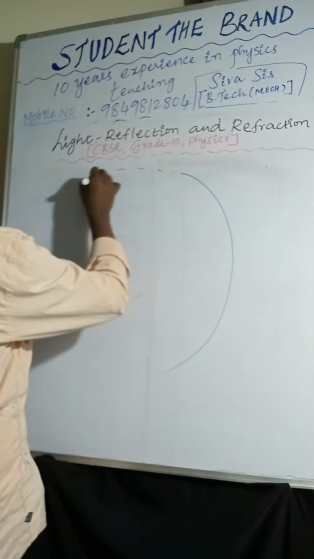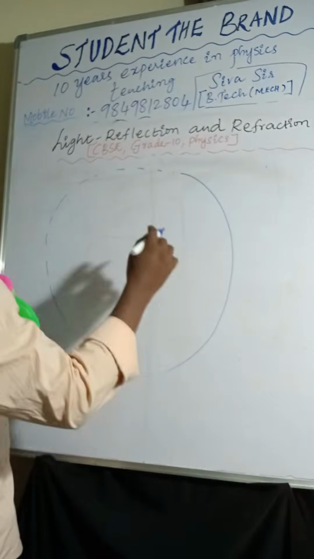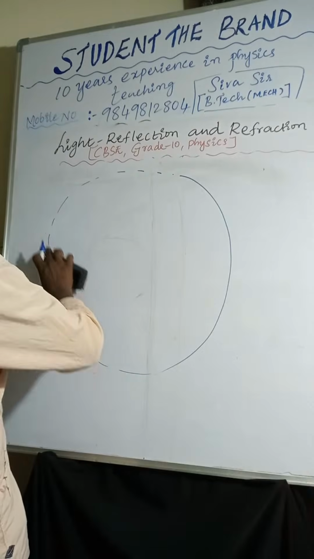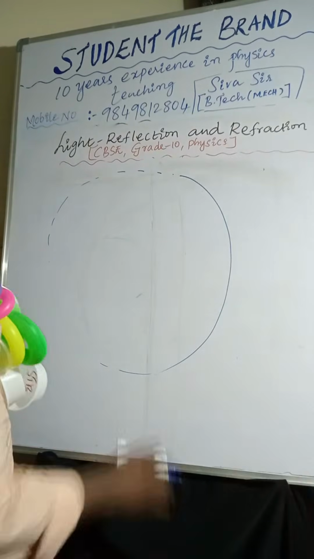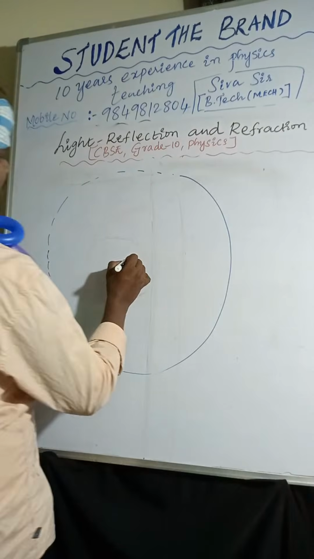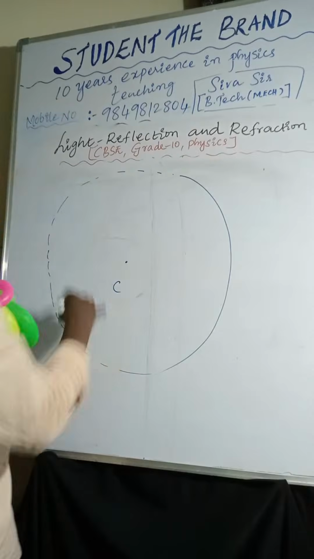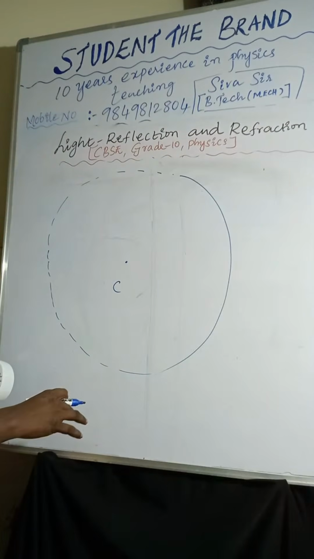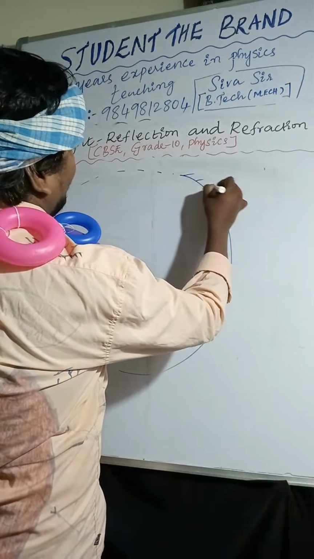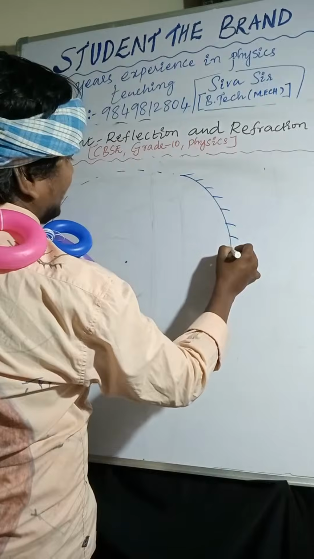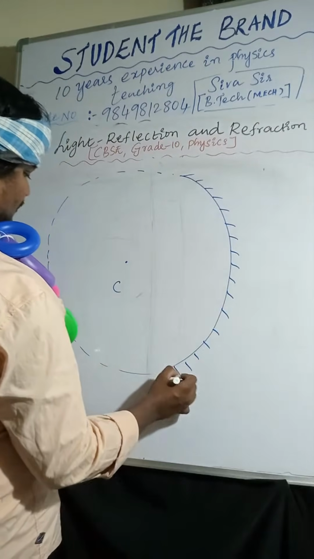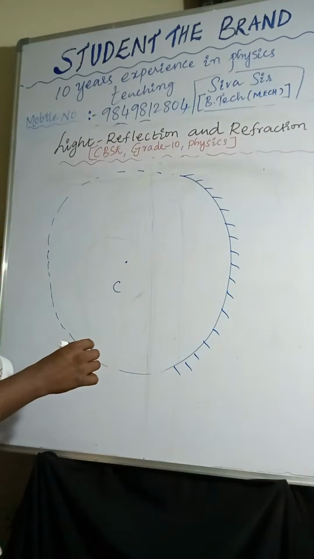So the mirror is a part of a sphere. I'm taking this as the part of the sphere. The center of the imaginary sphere of which the mirror is a part is called the center of curvature. I'm taking the concave mirror like this.